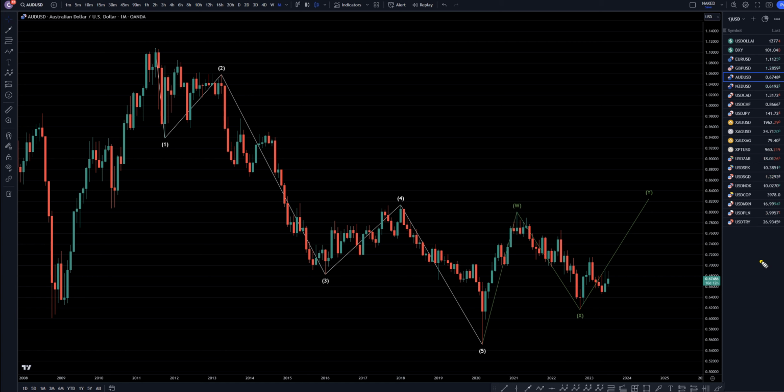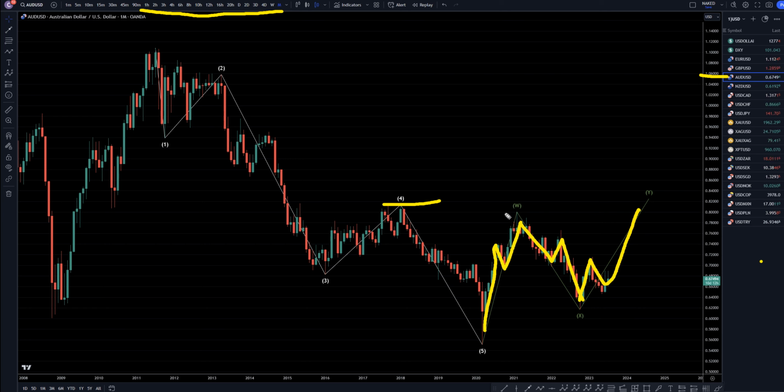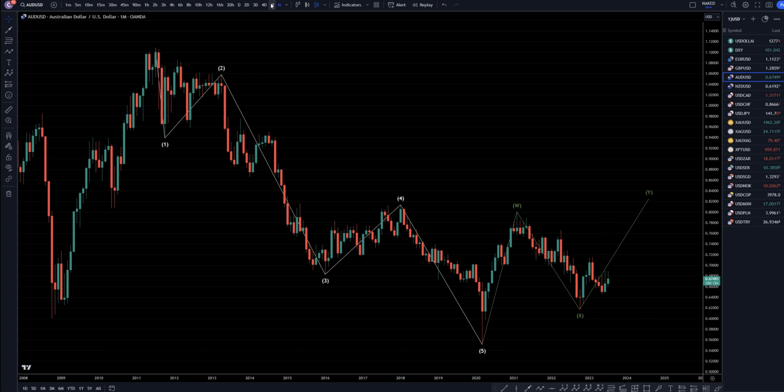Today is Friday, July 21st, and I'm going to be analyzing the Aussie US dollar, starting on the monthly and working my way down to the 1 hour time frame. So on the Aussie dollar monthly, I still think this is most likely three waves up for a W, most likely three waves down for an X, and I think we're going to make three waves up for a wave Y, probably going all the way up and taking out these highs. So let's head down to the weekly time frame.